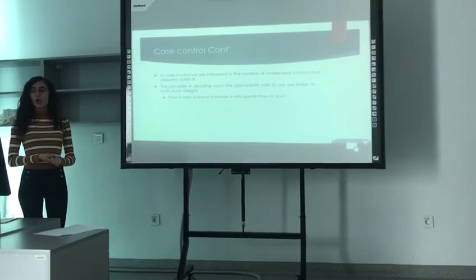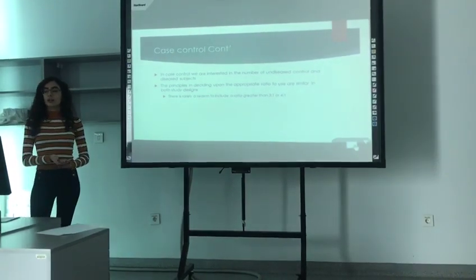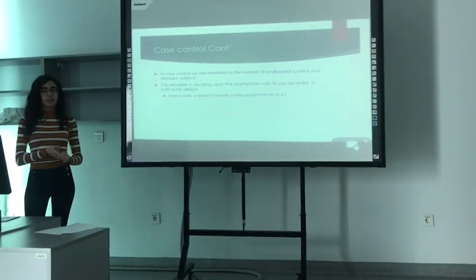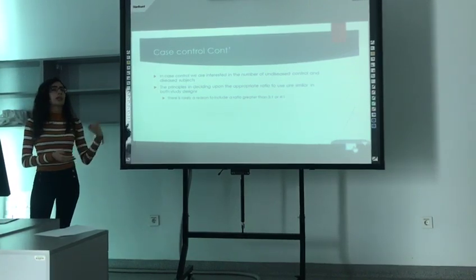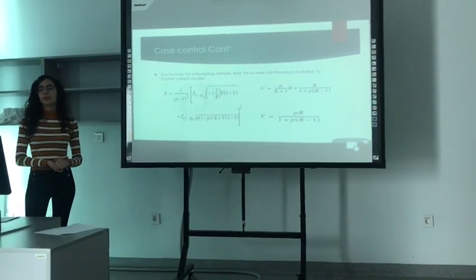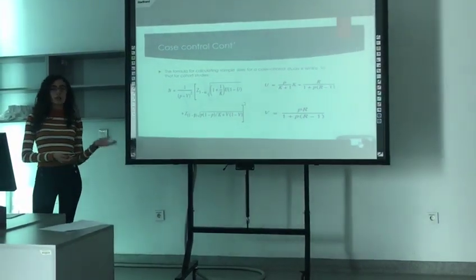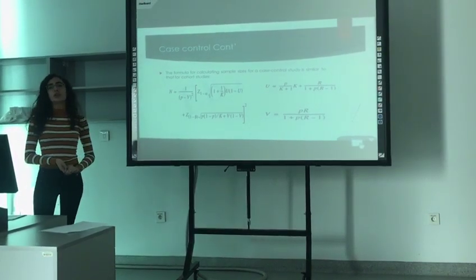Now, in case control, we are interested in the number of the undiseased control and diseased subjects. The principles in deciding upon the appropriate ratio are again similar in both study designs, and usually here also there is rarely a reason to include a ratio greater than 3:1 or 4:1. The formula for calculating the sample size for a case-control study is similar to that for a cohort study, and here the P is the prevalence of the exposure in the control group.